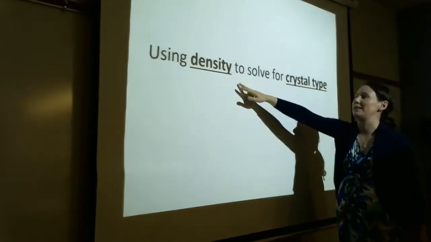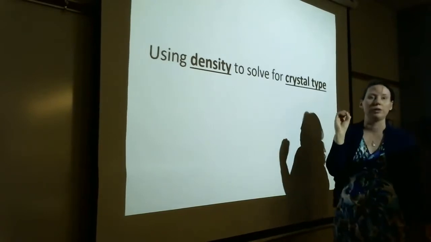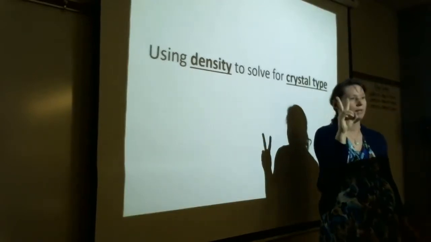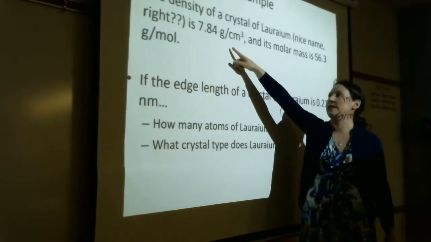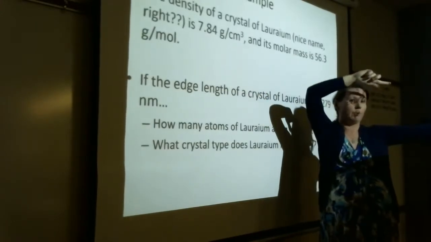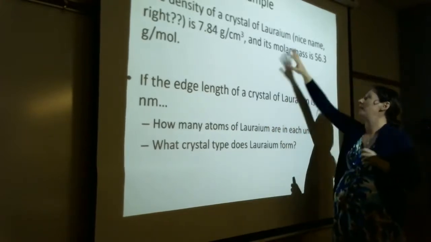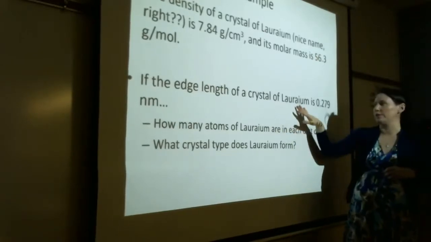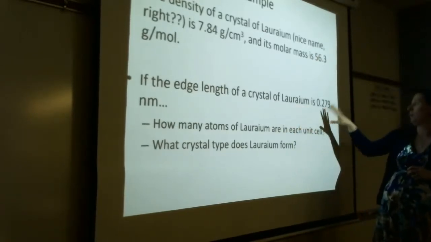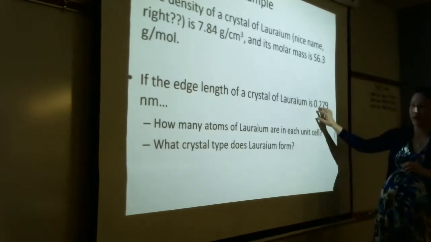We're using density to figure out which crystal type. So what are the 3 crystal types? Simple cubic, body-centered cubic, and face-centered cubic, right? So I would have to give you the density, and then you would need to look up the molar mass from the periodic table if it's a real element. If it's a made-up element, obviously I'd give it to you. If the edge length of a crystal of thorium is 0.279 nanometers, so I'd have to give you that.